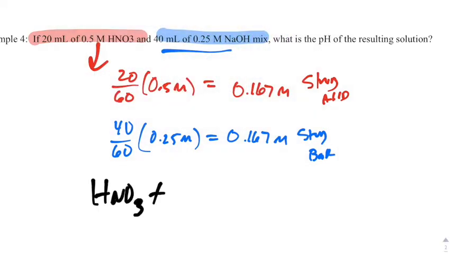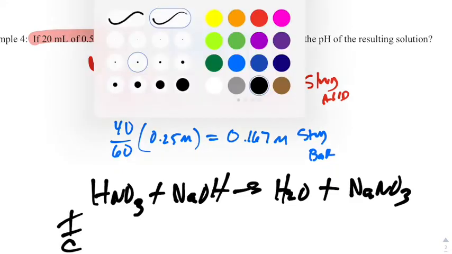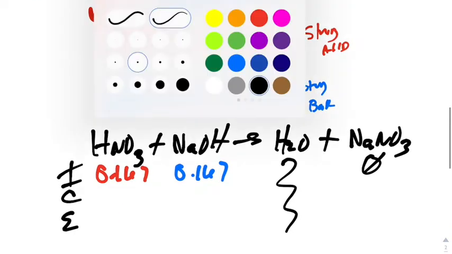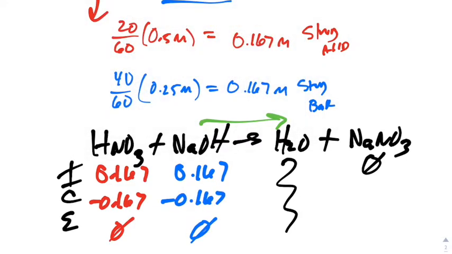of HNO3 plus NaOH comes over here to form water and NaNO3, with an I, a C, and an E, and you have 0.167 and 0.167 here, and who cares about the water. It's going to go over 100% of the way because it's a strong, and you are going to lose 0.167 to be left with none.